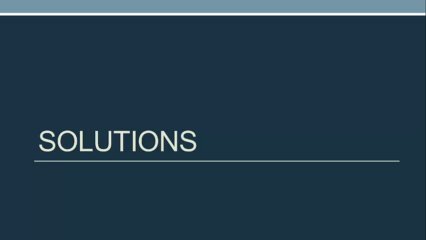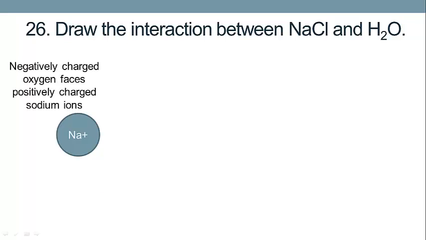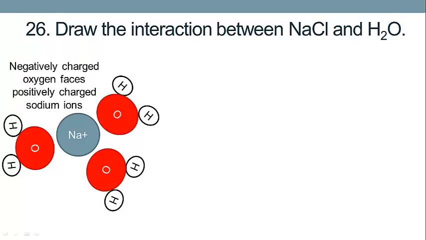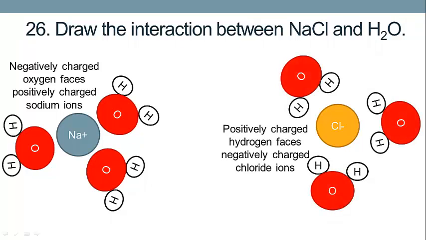The next section is about solutions. So the first one is to draw the interaction between water and dissolved NaCl. So Na is a cation, which means that the negatively charged oxygens are going to face the positively charged sodium ions. For chloride, we see the opposite. The positively charged hydrogen is going to face the negatively charged chloride ions. So this is just based on charges.